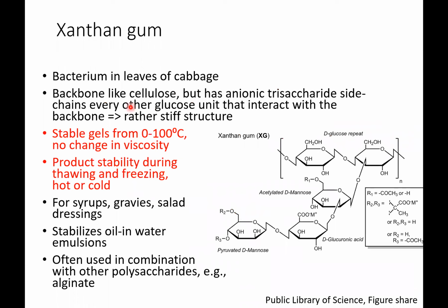Xanthan gum is also made by bacteria. It's a little more complex, but it has a very nice property. It forms stable gels that are basically independent of the temperature, so no change in viscosity, between 0 and 100 degrees. So you can use this for freezing, thawing, hot, cold, for a variety of different food products. And you can combine it, of course, with others.